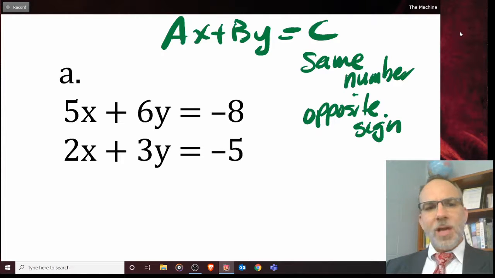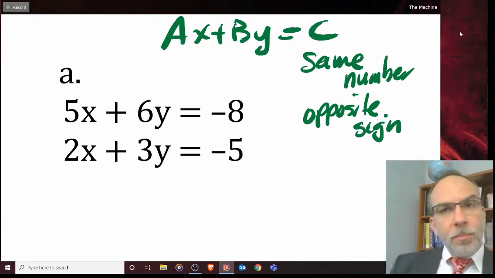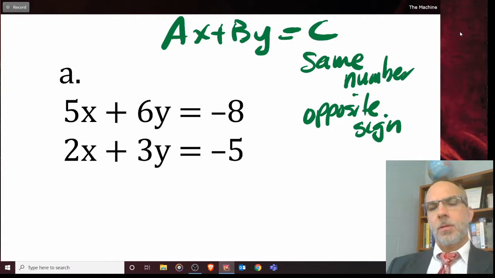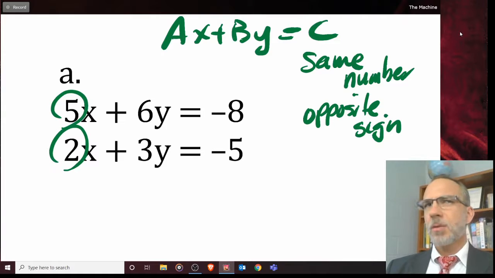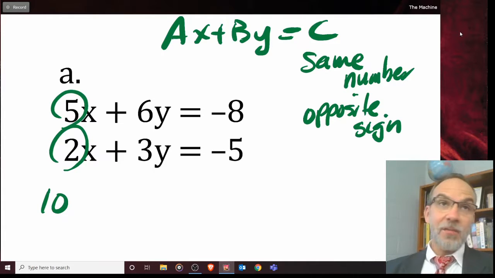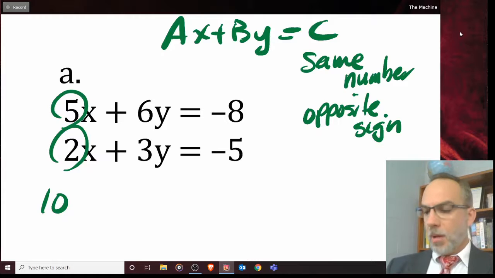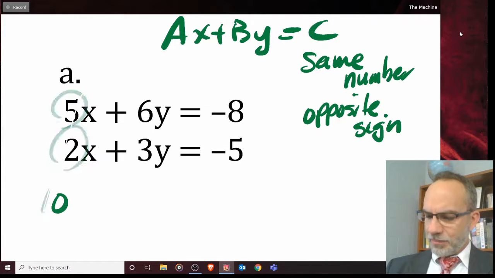So what I need to do now is I need to multiply the top equation or the bottom equation or both so that I get the same constant or I get the same coefficient. So if I'm going to have the same number, I need to be thinking about maybe for the x's 5 and 2. What's the least common multiple of 5 and 2? 10. If I could somehow get one to be 10x and the other one to be negative 10x, that would work. But I think the y's are a little bit easier.